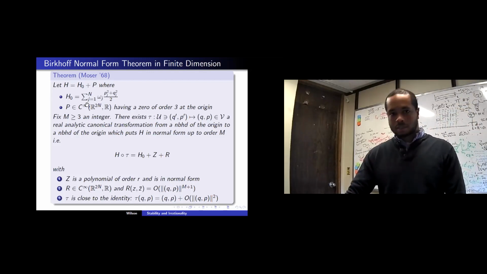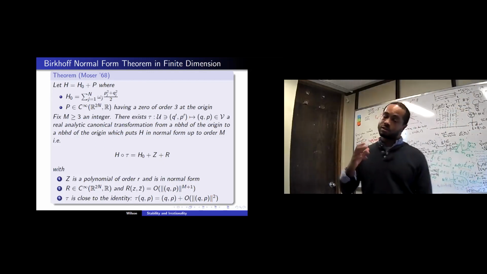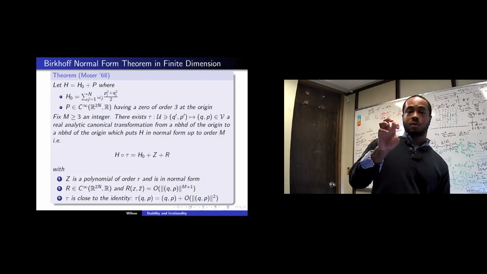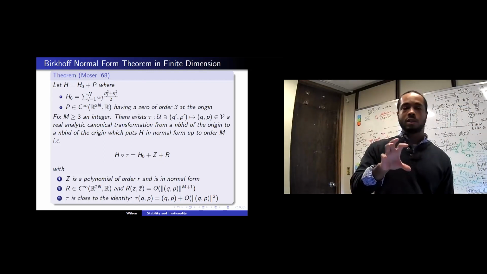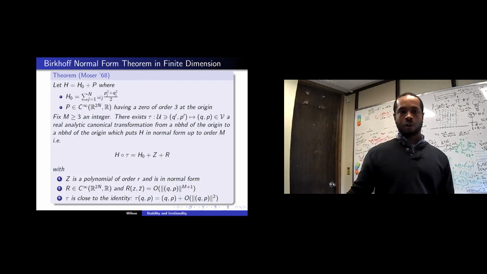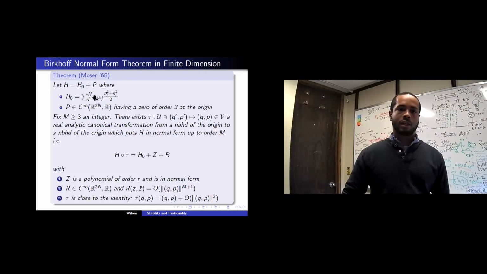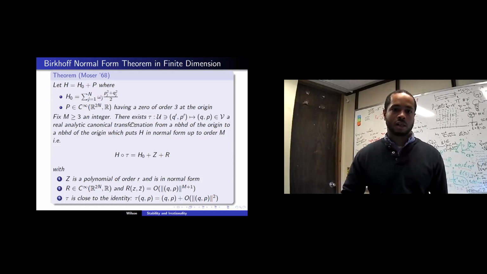Okay, so this is a theorem from Moser in '68, and of course, Moser is interested in celestial mechanics, and essentially what you can do is that in the finite dimensional case, let's say your quadratic part for your Hamiltonian has a nice form. You have your frequencies, your omega_j here. You have your (p_j^2 + q_j^2)/2 for non-obvious reasons. You have a cubic or a 0 order 3.